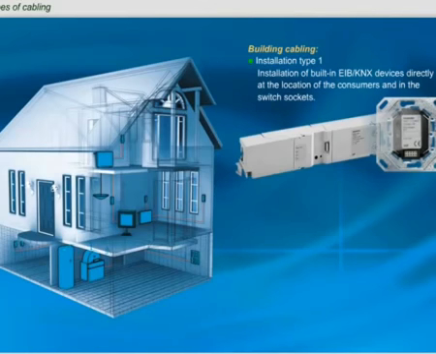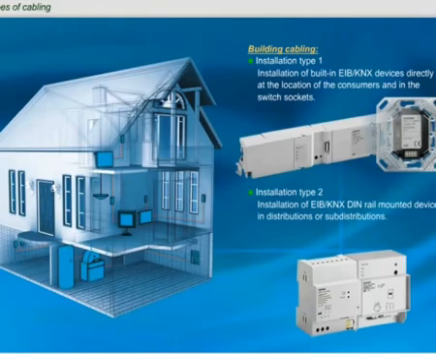The second option is the installation of series devices in corresponding distribution or sub-distribution layouts. From there, the cables are fed in a star arrangement to the consumers. The use of sub-distribution layouts makes the units more easily accessible. It is also possible to combine both installation variants for the EIB KNX devices with ease.